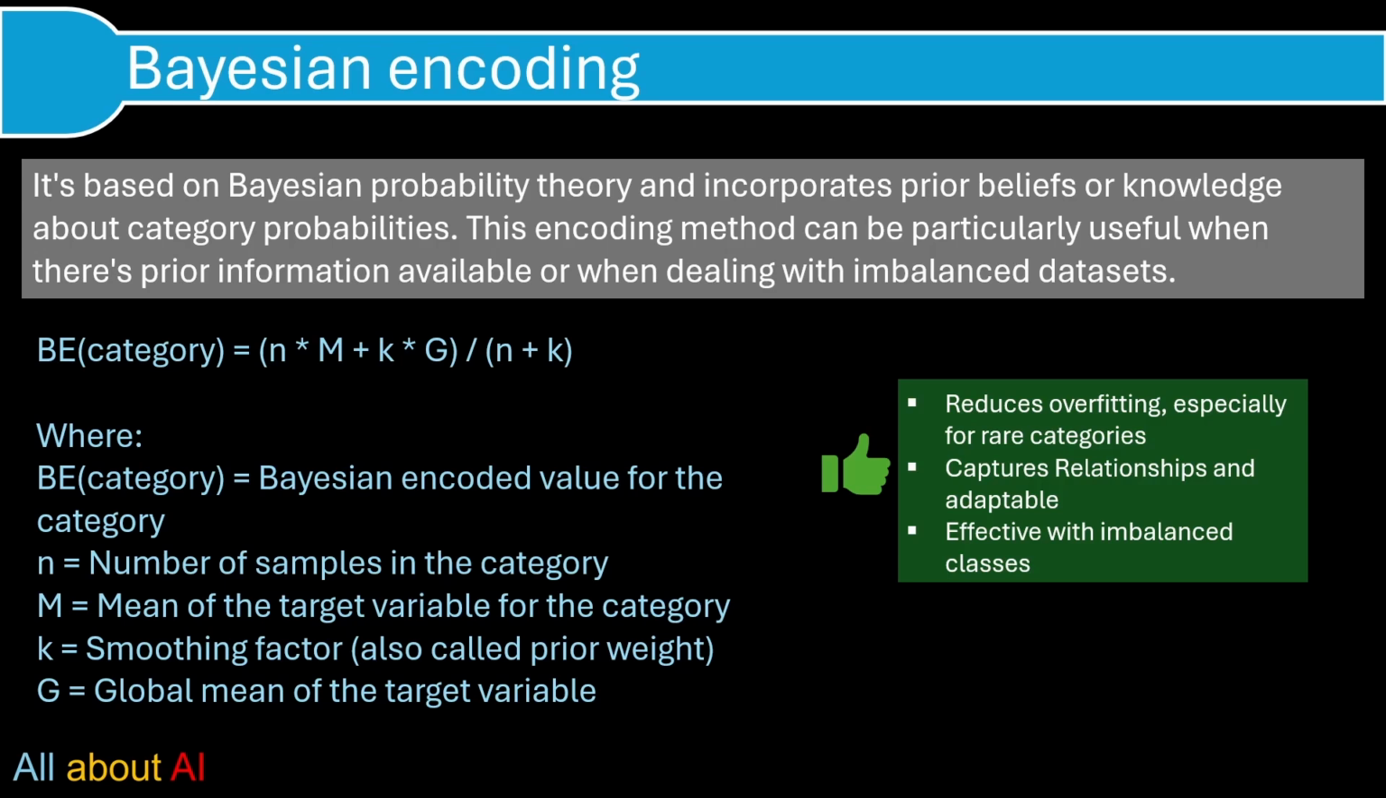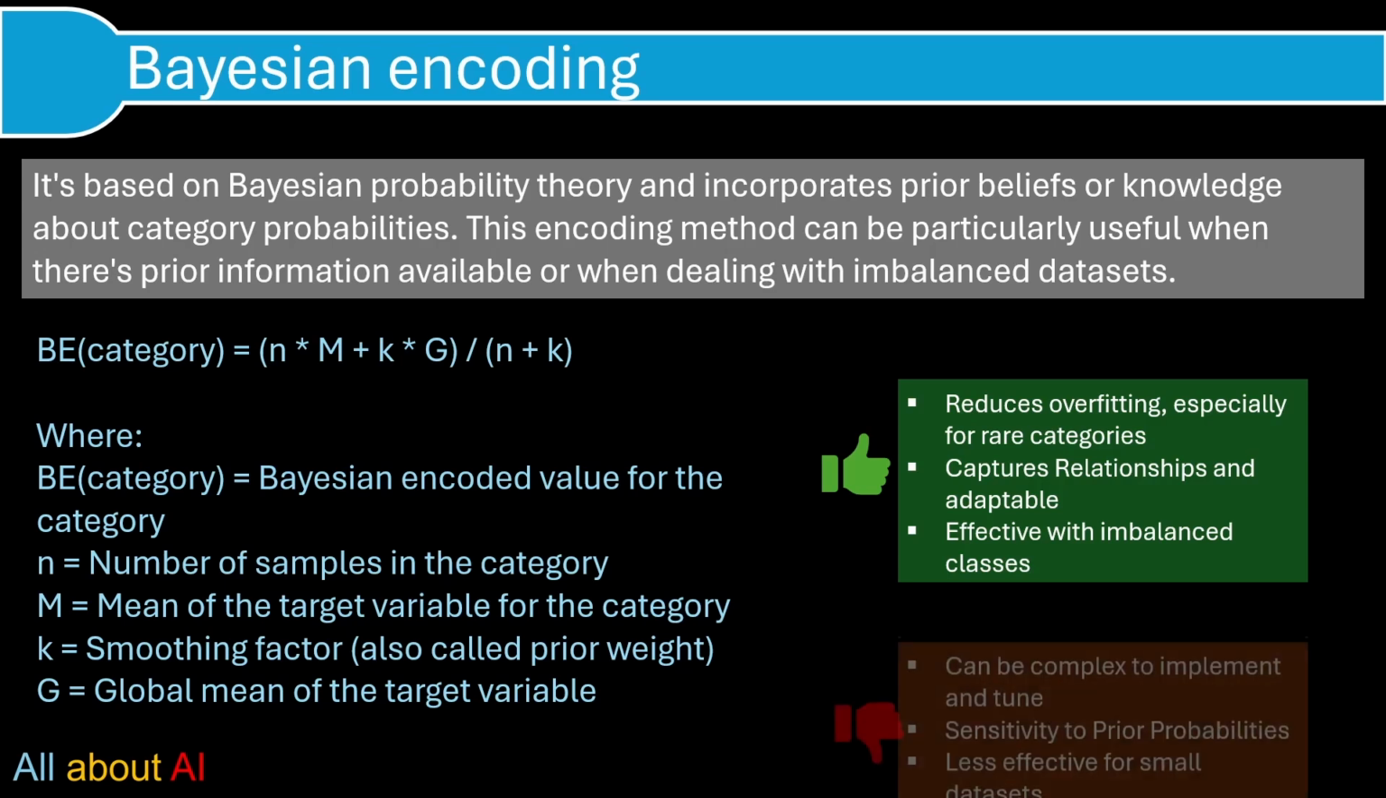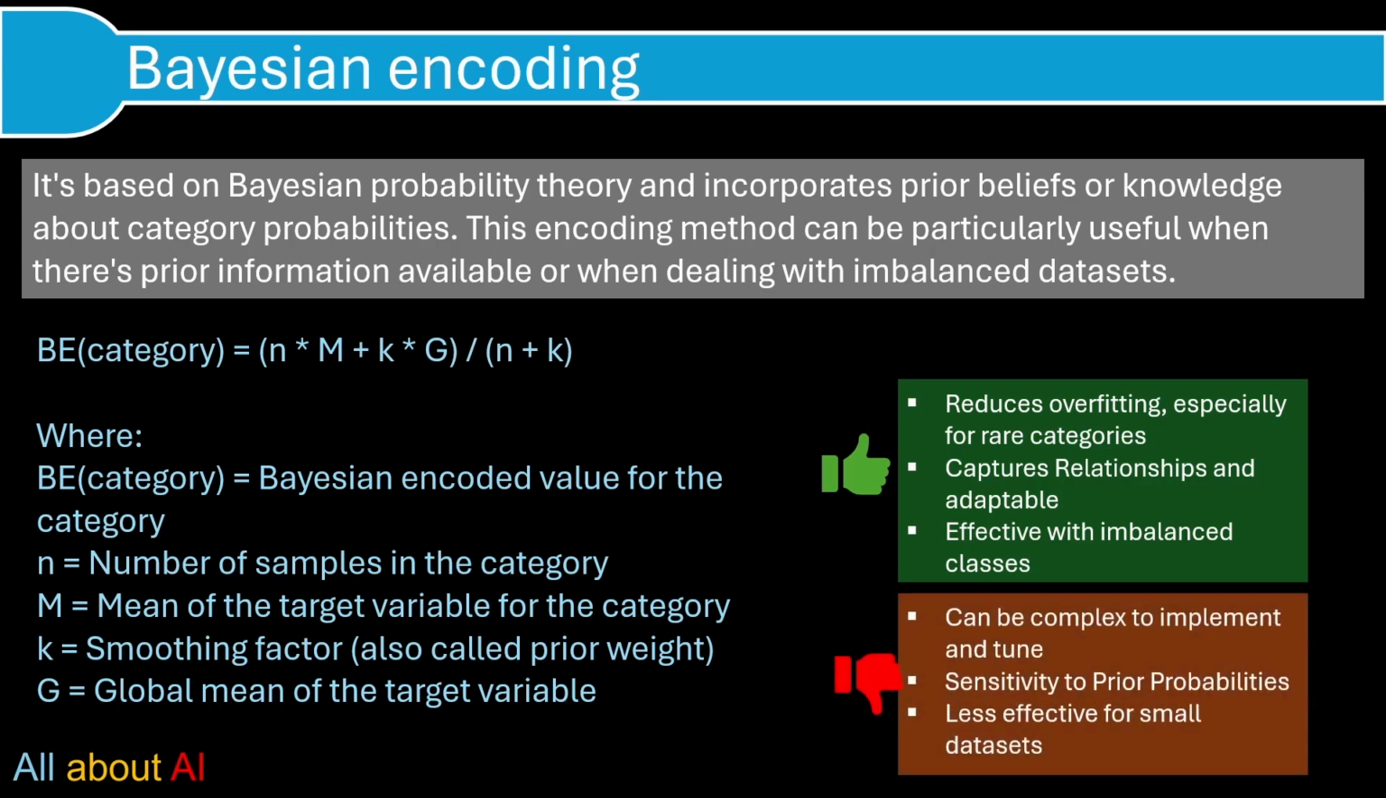Now, what are its limitations? Can be complex to implement and tune, sensitivity to prior probabilities, and it requires prior knowledge about category probabilities. Less effective for small datasets. Now let's take a look at a code sample.